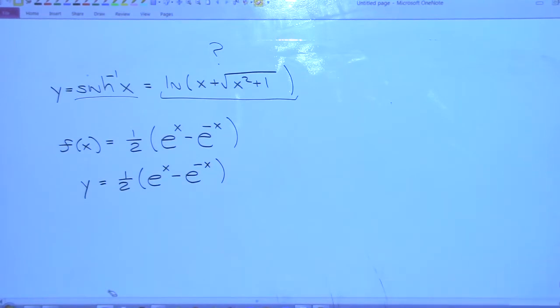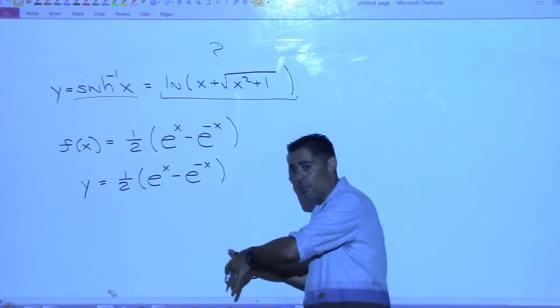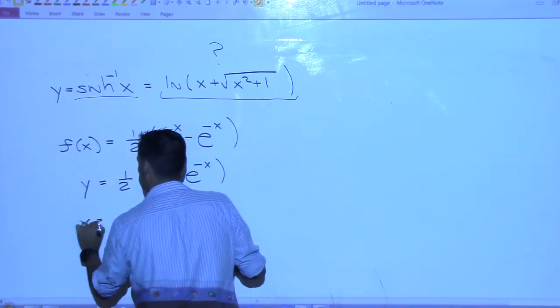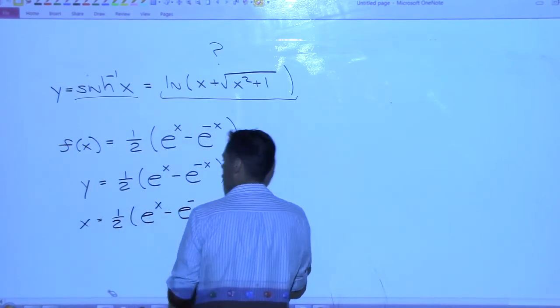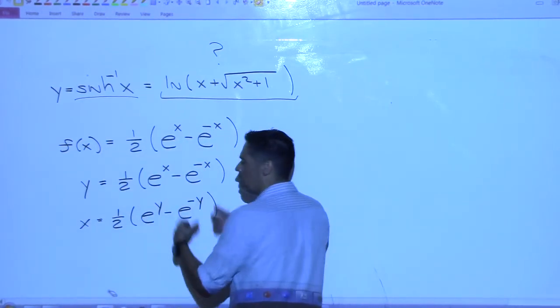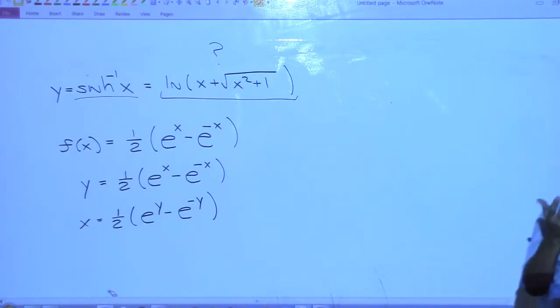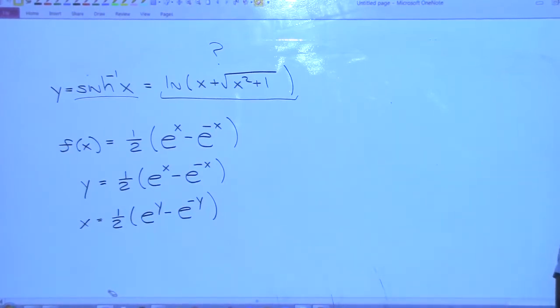Okay, once you replace f of x with y, what do you do? Switch your x and y, right? So everywhere you see an x, put a y. Everywhere you see a y, put an x. If this whole thing about switching the x and y doesn't sound familiar, just trust that you did see that at some point in the past. You should have. All right? So far, good. Now what? Solve for y.